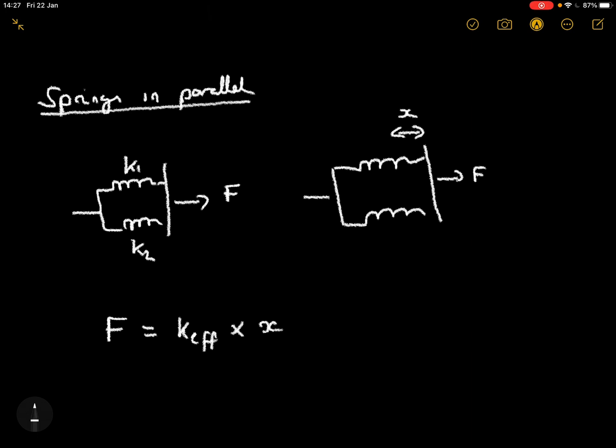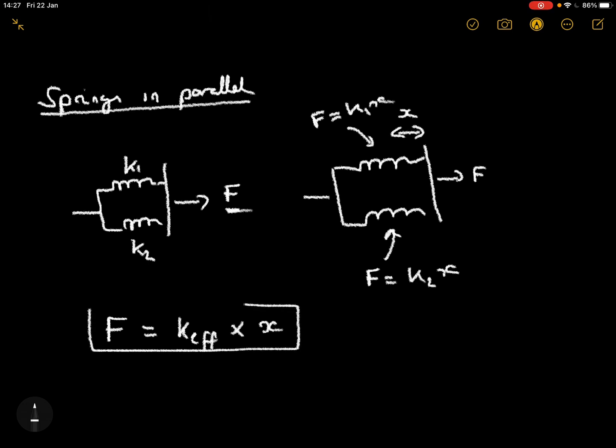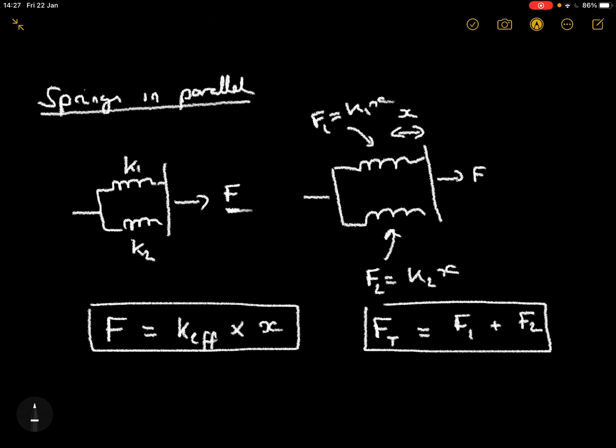And what we have for both individual ones is we know that this one is going to take a force of K2 times the extension, and this is going to take a force of K1 times the extension. So we can apply Hooke's law to each of them in turn. So given that this is the equation for the total force, we can also say that if we call that F2 and this is F1, the total force must equal the sum of the individual forces, depending on how they split.